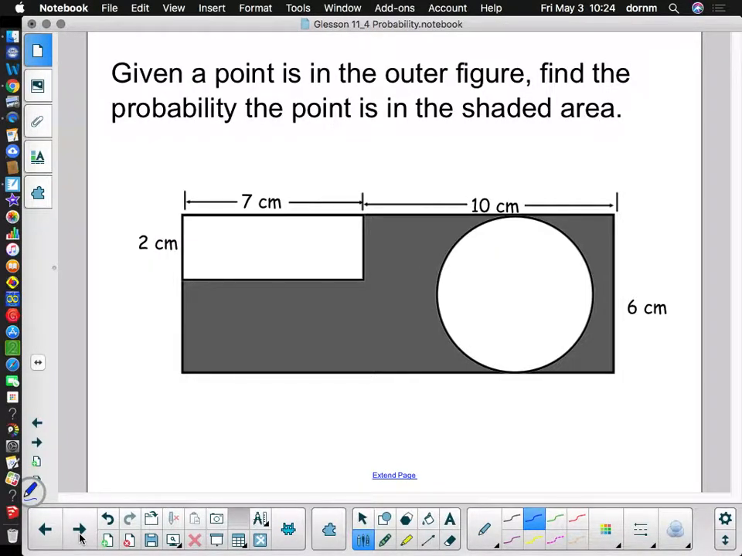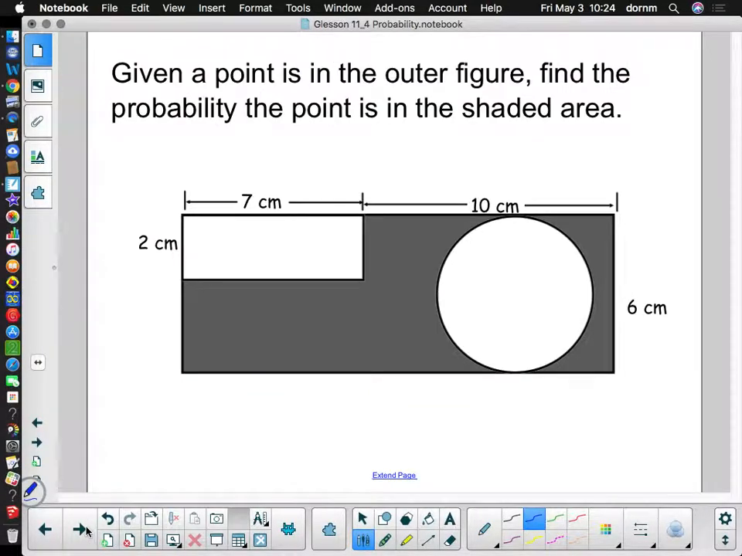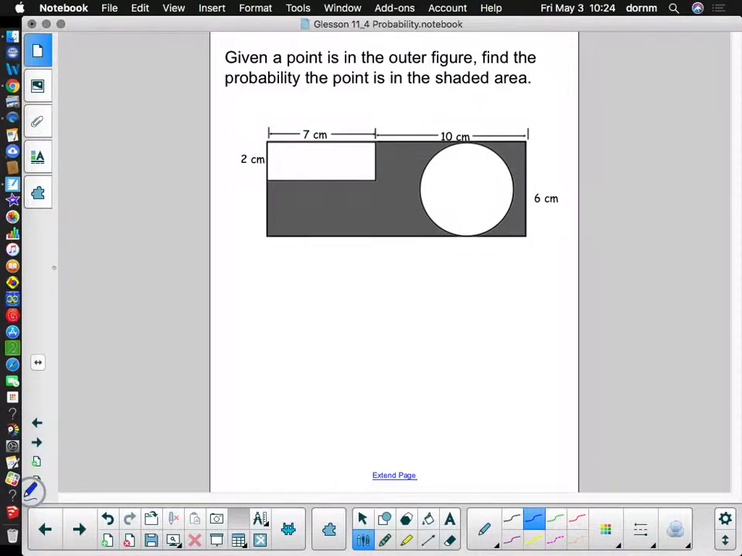The area problems get a little more interesting. Again, the formula is desired area over total area. It says, given a point is in the outer figure, find the probability it is in the shaded area. So I need to come up with a strategy, just like we did before. I need to come up with a strategy of knowing exactly what those things are. So the total area is my outer rectangle.